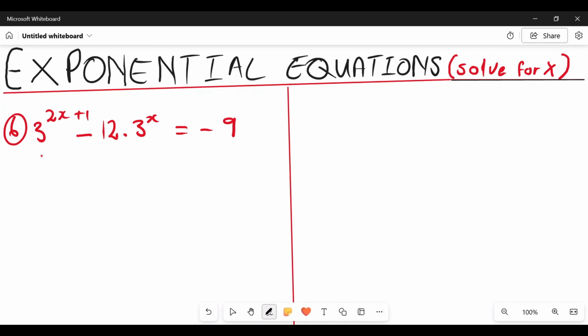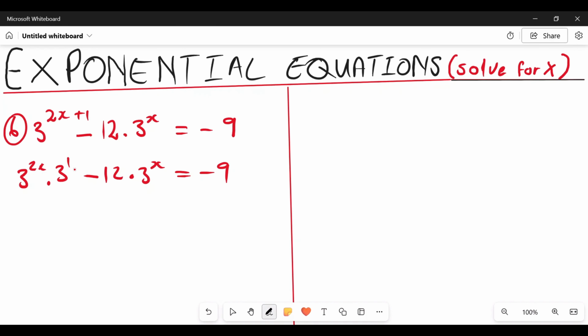On the first term there, guys, we have 3 to the power of 2x plus 1. So when you apply the product of power rule, this is how we're going to do it. It's going to be 3 to the power of 2x multiplied by 3 to the power of 1. So this is the same as that one in the equation. Minus 12 multiplied by 3 to the power of x. All this is equal to minus 9.